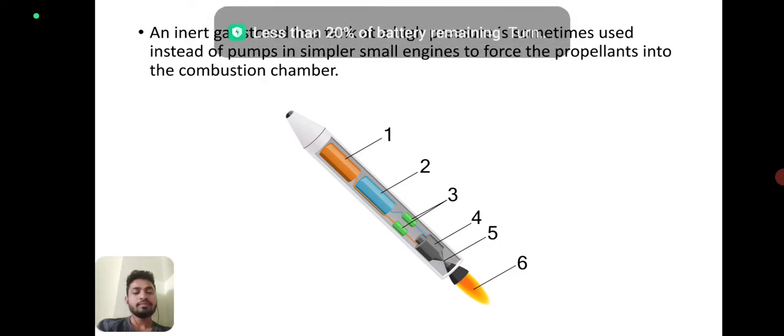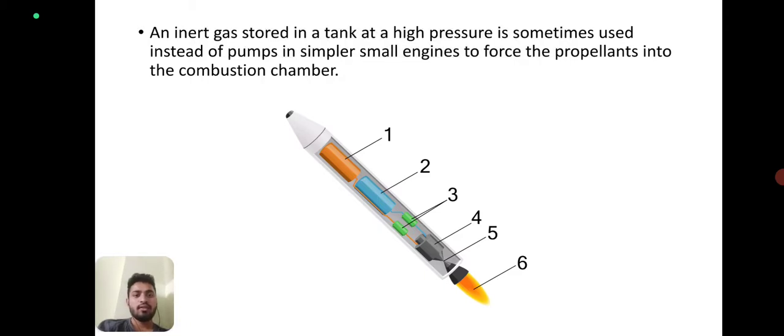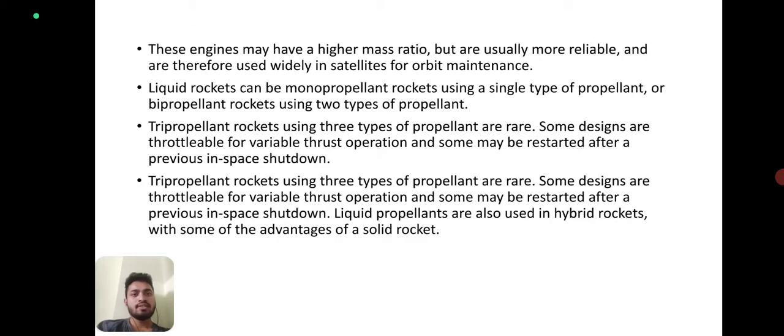Then the vehicle will move into space. These engines may have a higher mass ratio but are usually more reliable and are therefore used in satellites for orbit maintenance.